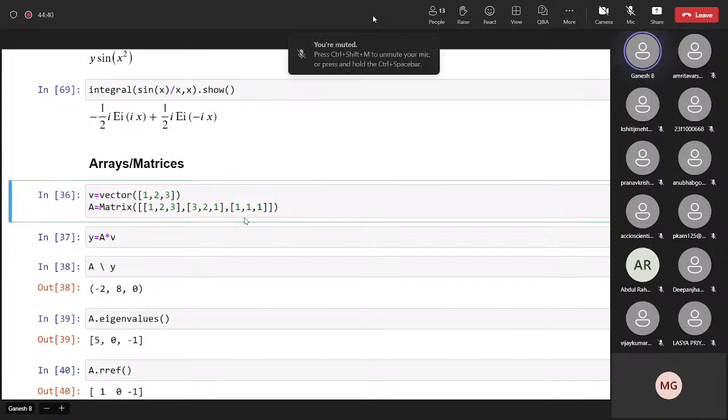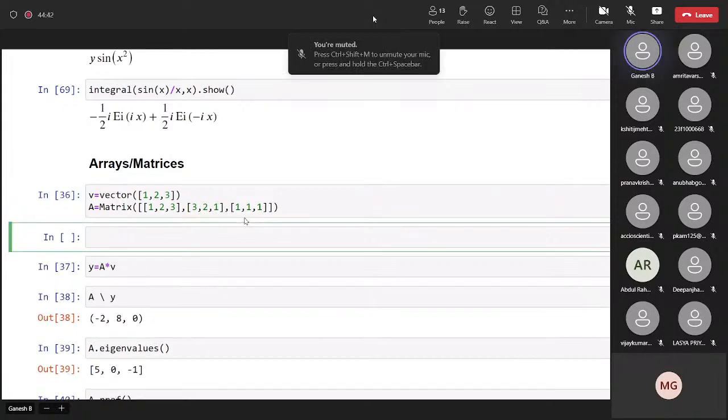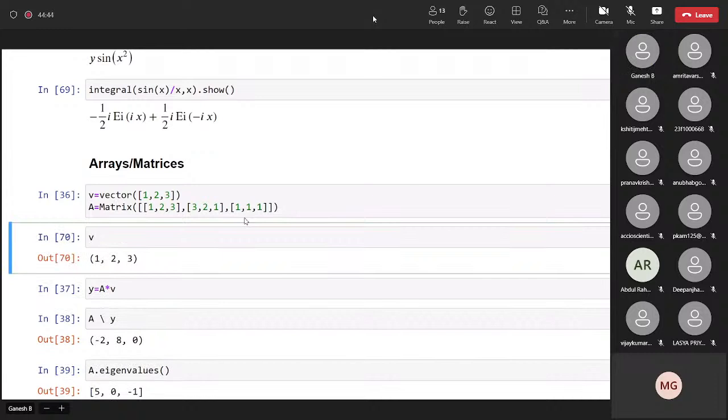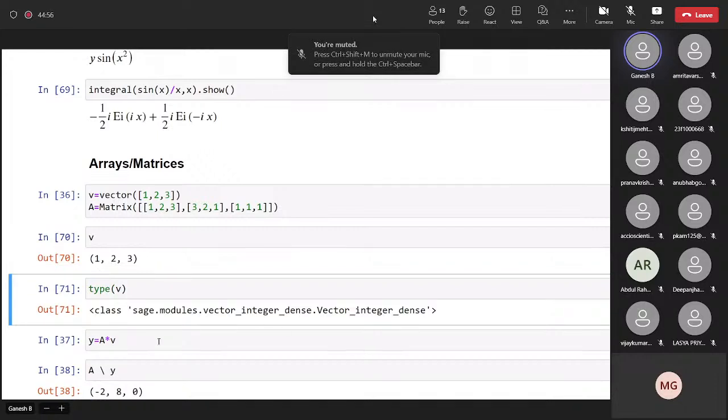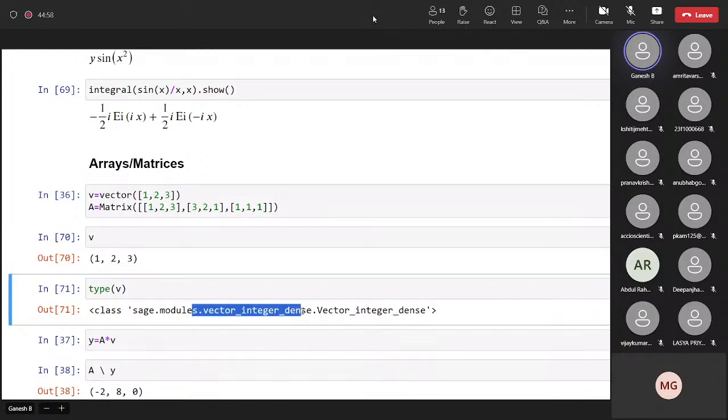I'll show you. When I try to see what B is stored as, it's stored as this tuple. It stores it as 1, 2, 3, but don't be confused. If I show the type of V, notice that it's not a tuple, it's a vector. So there's actually a difference between defining something as a vector of 1, 2, and 3 and as a tuple of 1, 2, and 3.